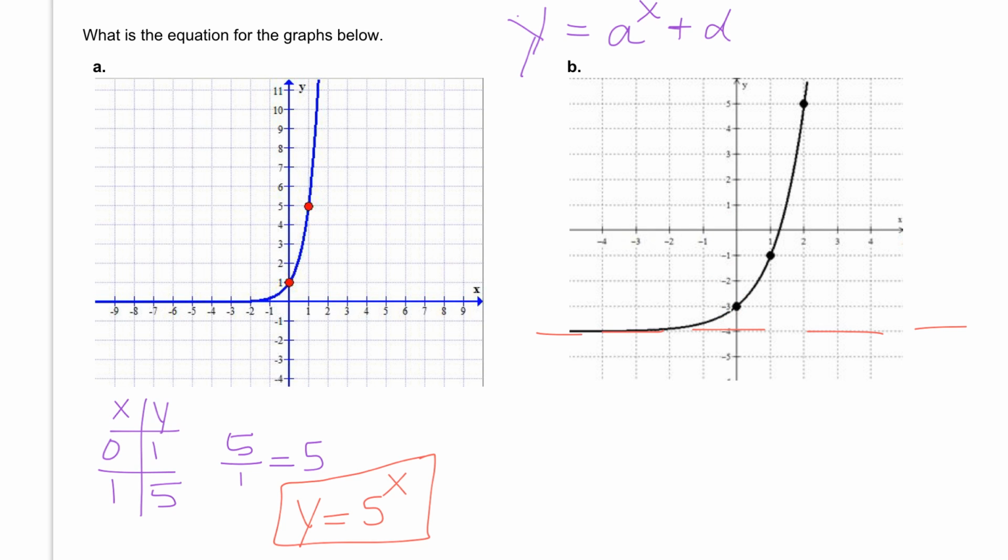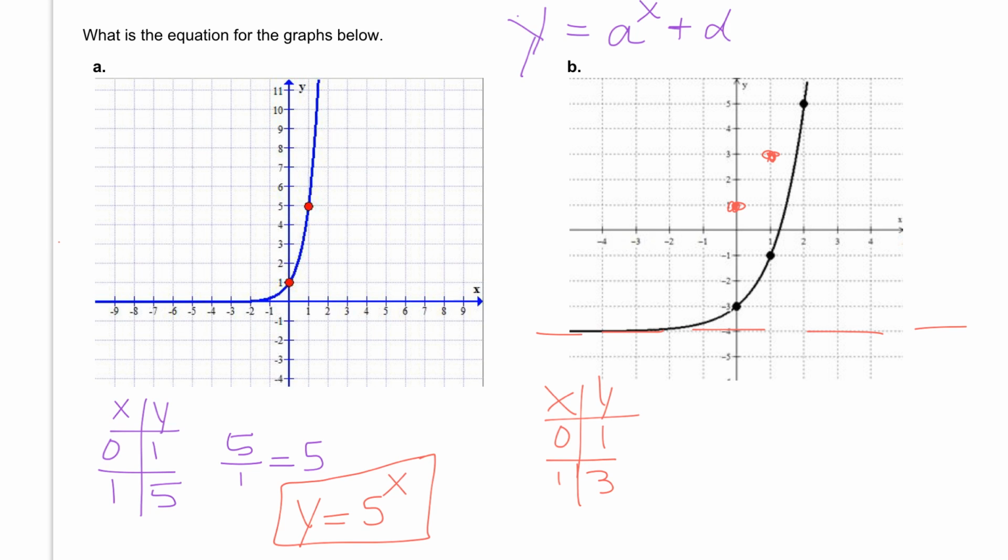We're going to take this point 0, -3 and go up 4: 1, 2, 3, 4, at the 1. And then we'll take our other point, which is at 1, -1, and move that up 4: 1, 2, 3, 4. And we get this point right here. Again, we only need 2 points. So now we can create our table of values. Moving from the left to the right, our first point is 0, 1. And then our second point is 1, 3.